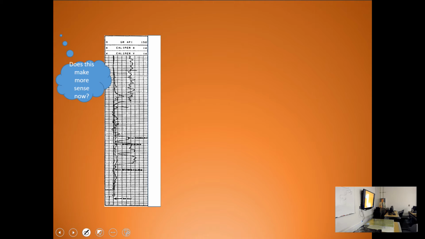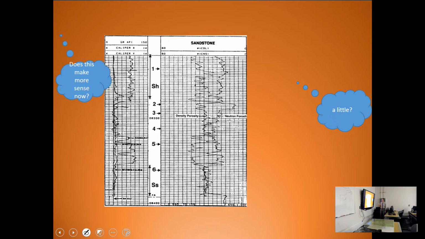I think this is the last one. So that's good, right? So here's our log again. I had this question before. I just showed this a few slides ago. So my question is, does this make sense now? Well, there was one interpretation that was done. It makes a little bit more sense. Here's our neutron porosity tool. Now, can you explain this now? When I first showed this, I hadn't talked about the neutron tool. Now, what do you see?